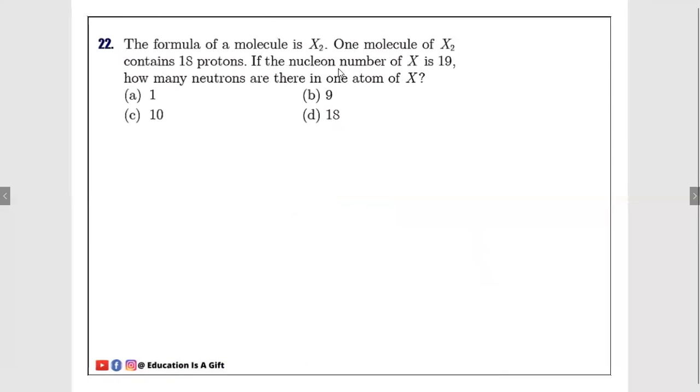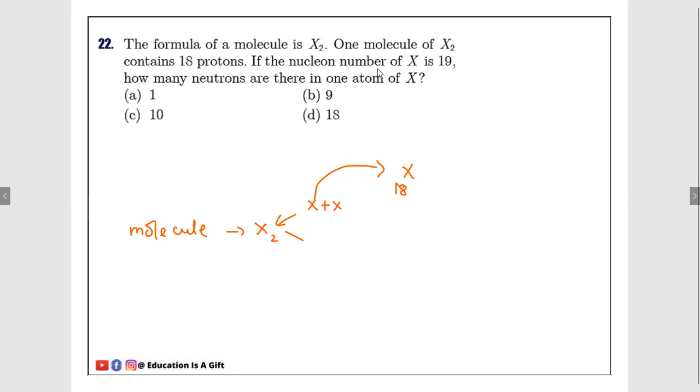Next, 22nd. The formula of a molecule is X2. One molecule is there, and the formula of the molecule is X2. Then one molecule of X2 contains 18 proton. What is one molecule X2? In the sense it is X plus X, right? X plus X is nothing but X2. So one molecule of X2 contains 18 proton. So 18 you can write here, 18 proton, 18 electron, atomic number both are same.